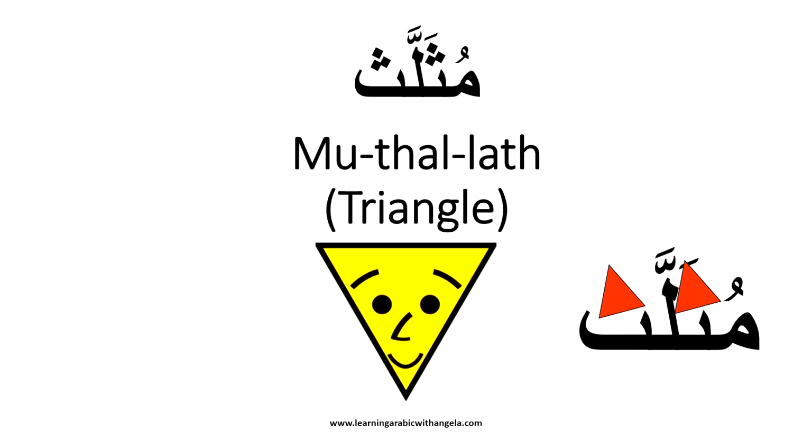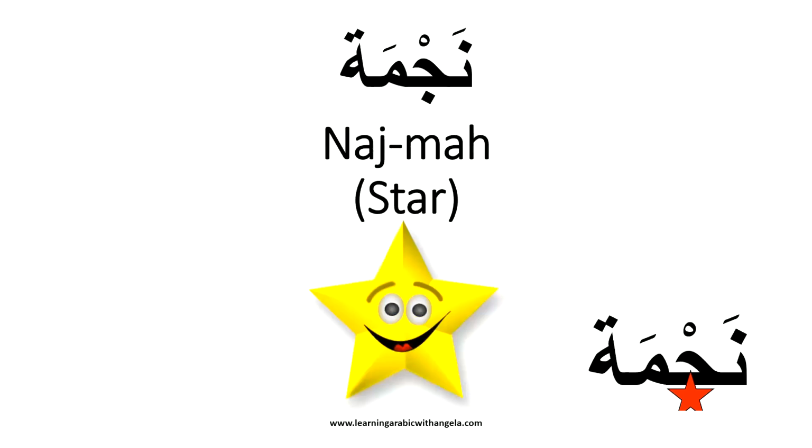Next one, مثلث, a triangle. مثلث, and it has 3 sides. واحد, اثنان, ثلاثة. So that reminds us of number 3. نجمة, a star.